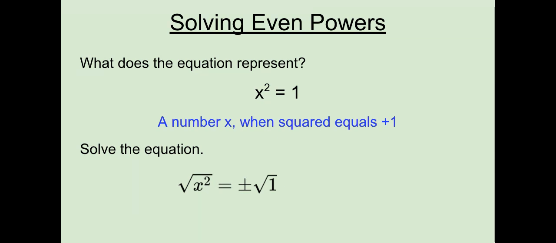We can just square root both sides. And since, remember, it is an even power, we're going to do a plus or minus on our square root. So we'll get an x on the left and a plus or minus 1 on the right. So then I have two solutions.